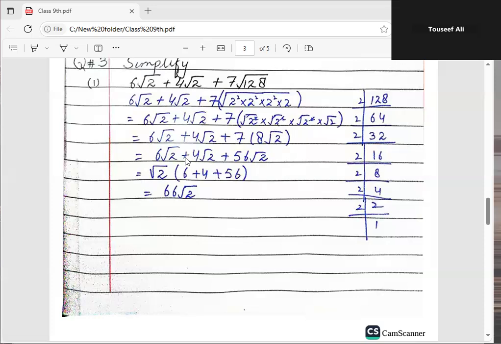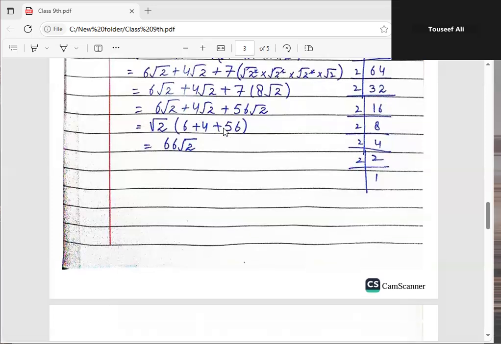Now here root 2 is common in all these terms, so by taking root 2 common, the remaining here is 6, here 4 is remaining, and here 56 is remaining. When we add all these numbers, 6 plus 4 is 10, 10 plus 56 equals 66. This is the required solution of the given expression.